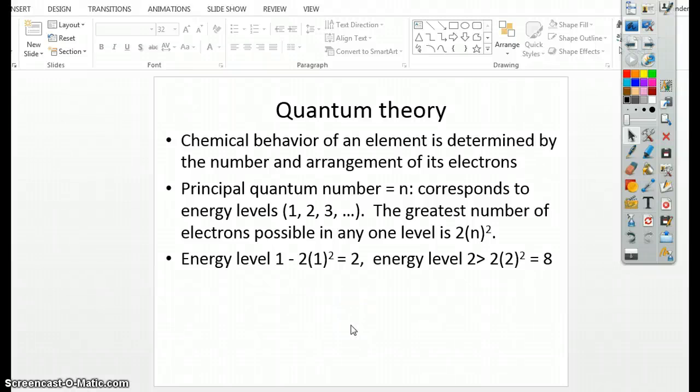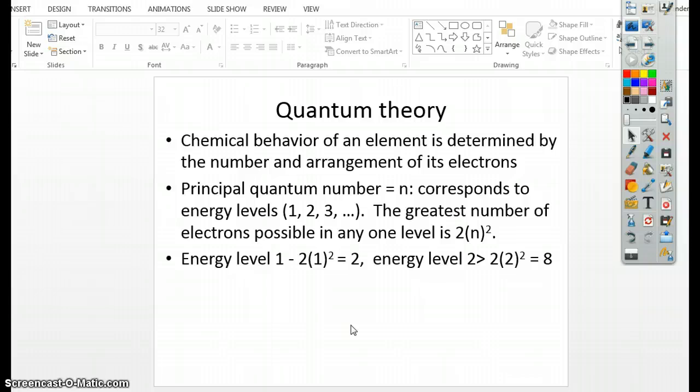Okay, quantum theory. Chemical behavior of an element is determined by the number and arrangement of its electrons. We know that by looking at the quantum numbers. Quantum numbers help us understand the arrangement of electrons in an atom. And remember, outer shell electrons do the reacting, but we have to look at all of the electrons to see how many energy levels there are in an atom, because that also will affect reactivity.